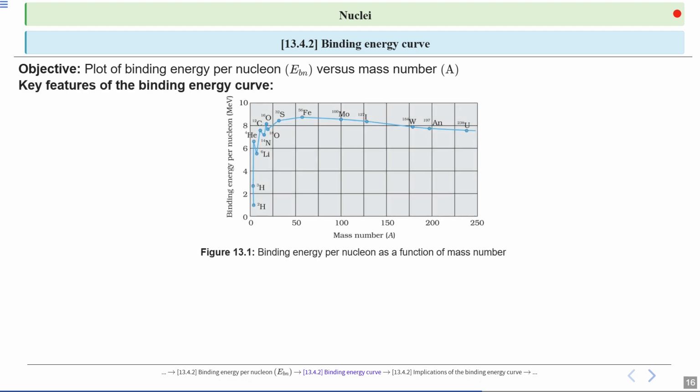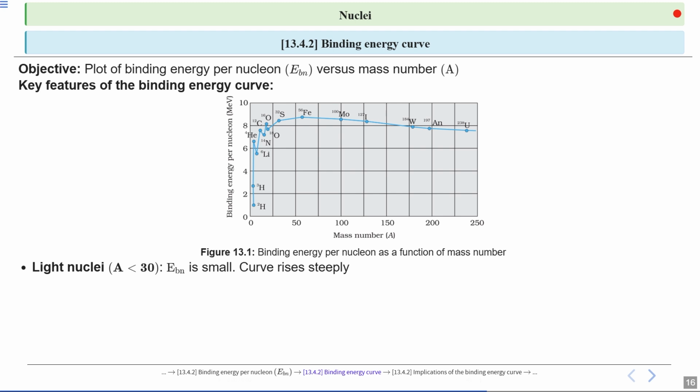Notice the shape of the graph in figure 13.1. This curve shows that binding energy per nucleon changes as we move from light to heavier nuclei. Pay attention to the steep rise at the beginning, the broad maximum in the middle, and the gradual decline for heavier nuclei.